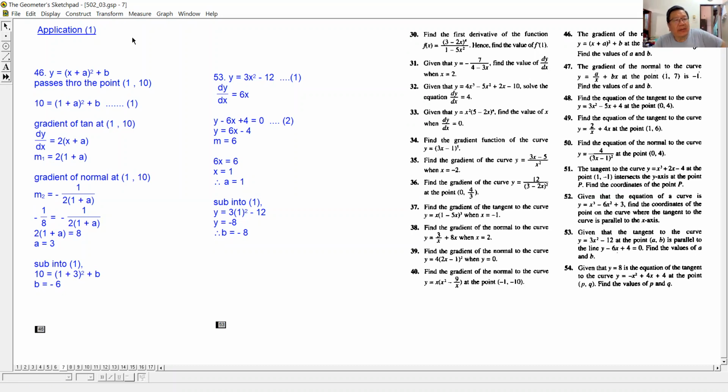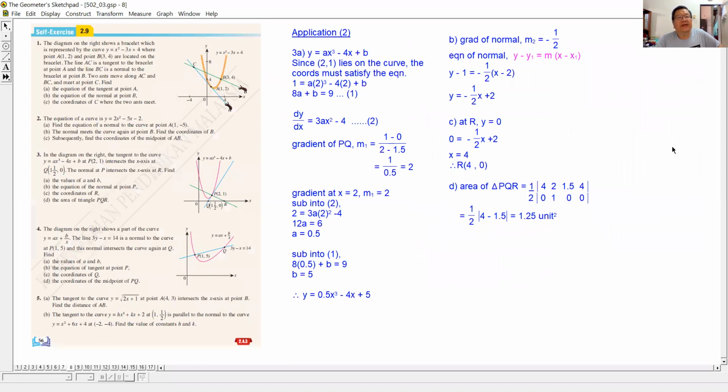So this is the application of equation of tangent and equation of normal from these old questions. Okay, so we're going to look at some newer questions from your textbook. So now I go to the next page. Now these are the questions from your textbook.